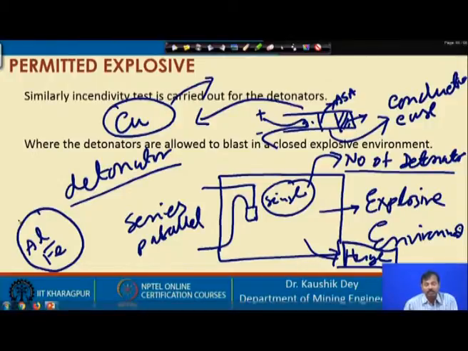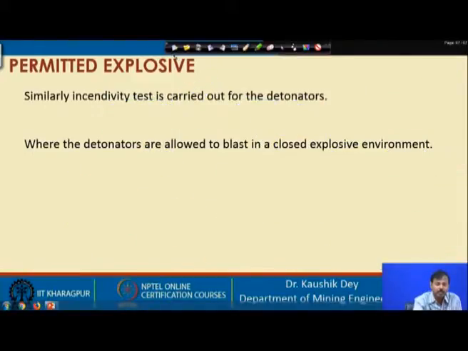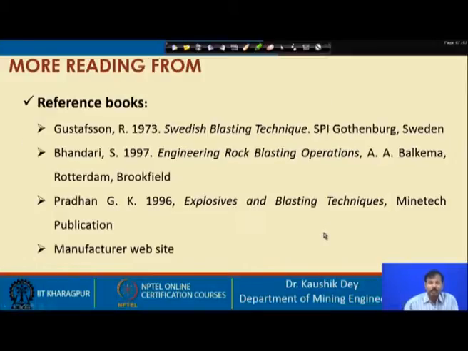So, the incendivity test is required to identify whether the detonators can be allowed to be used in the explosive environment or not. There are n number of other tests which are also essentially required for understanding the explosive and its accessories, and their acceptability in different conditions. But because of the time constraint, it may not be possible to discuss all those tests and properties in this lecture.